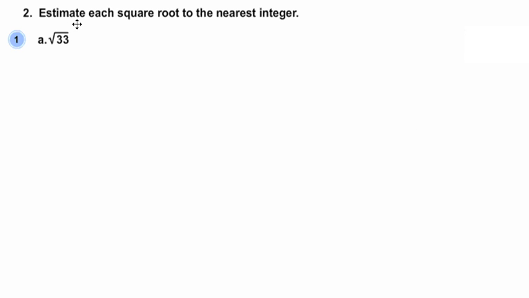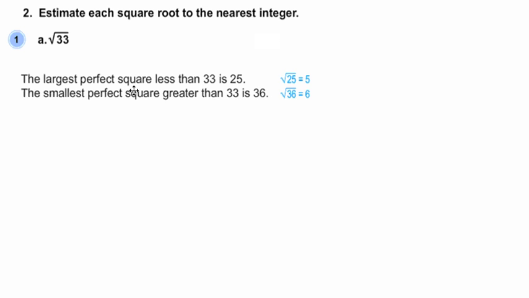All right, so our first one is estimate each square root to the nearest integer. So we're trying to find the square root of 33. Now, without using our calculators, we want to know where this number lies closer to. From what we know about square roots, we know that 33 is between 25 and 36. The reason I chose those numbers is because 5 squared equals 25 and 6 squared equals 36. So 33 is between these two numbers.